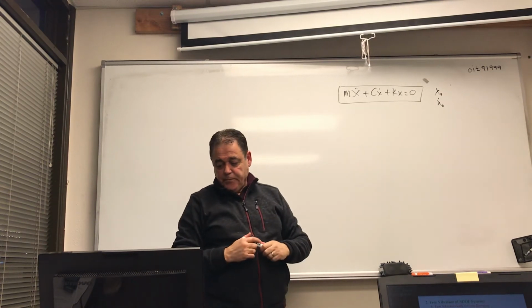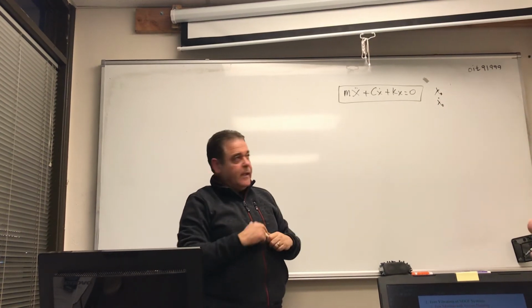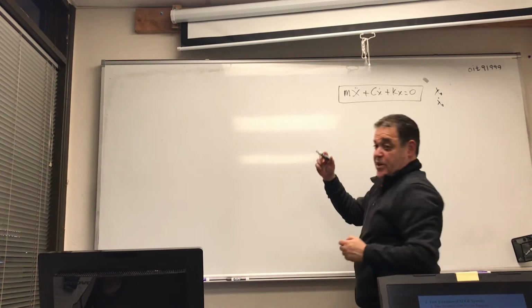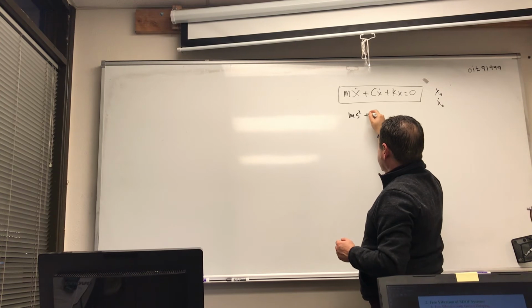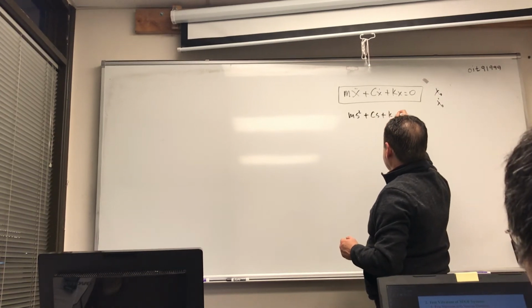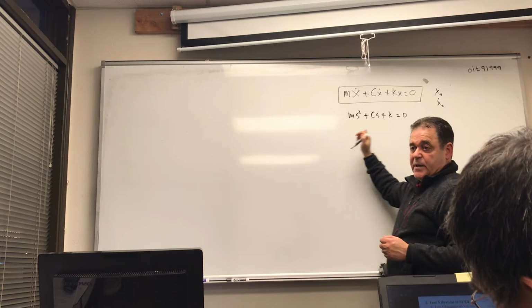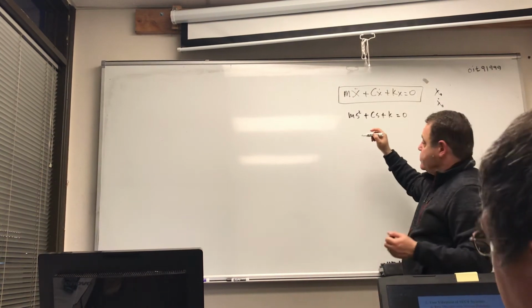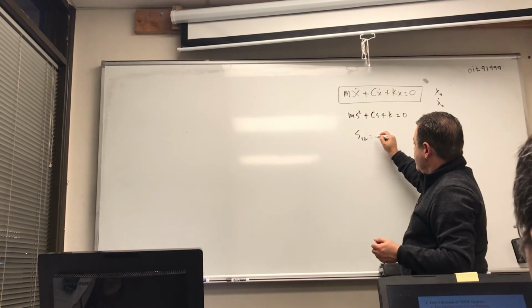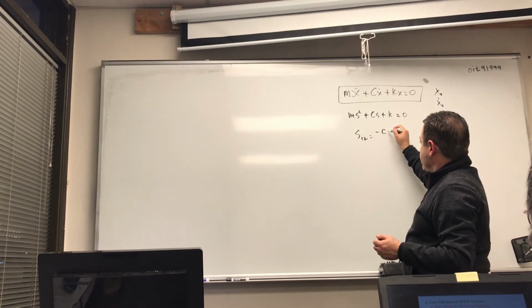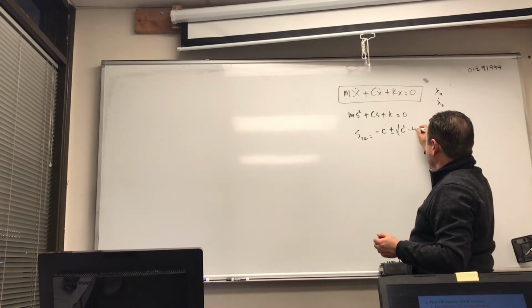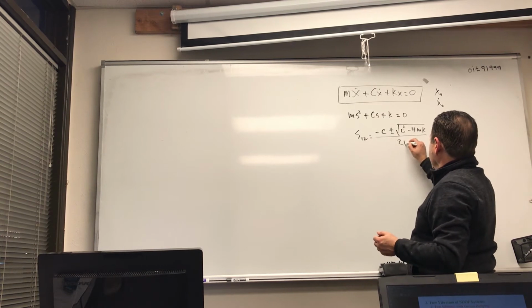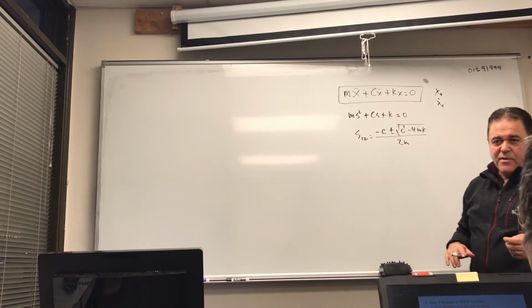How do you solve this? Obviously, you write your characteristic or auxiliary equation that we talked about last time, which is in the form of ms squared plus cs plus k equal to 0. How many roots do you have for second order? You have 2 roots, right? S1,2 is equal to minus c plus or minus square root of c squared minus 4mk, divided by 2m. You guys remember the quadratic stuff?